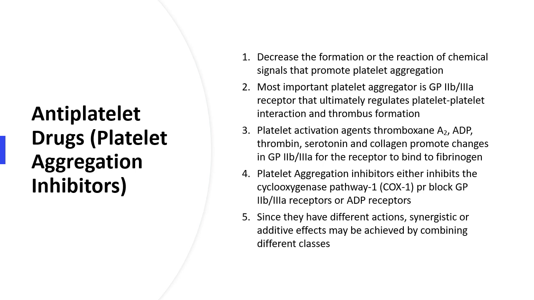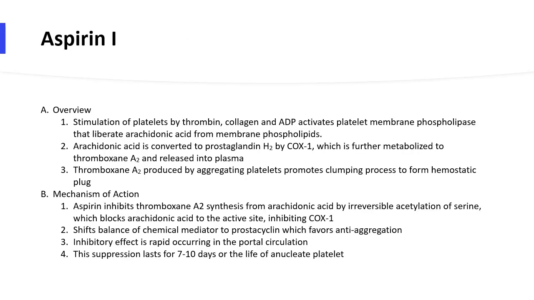Platelet activation agents, thromboxane A2, ADP, thrombin, serotonin, and collagen promote changes in the GP2B3A receptor to bind to fibrinogen. Platelet aggregation inhibitors either inhibit the cyclooxygenase pathway, COX-1, or block GP2B3A receptors or ADP receptors. Since they have different actions, synergistic or additive effects may be achieved by combining different classes. The most well-known of these platelet aggregation inhibitors is aspirin.